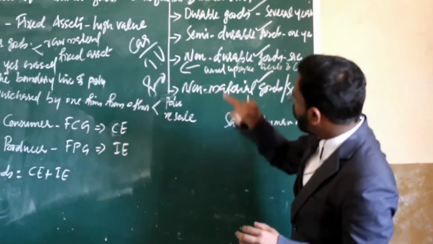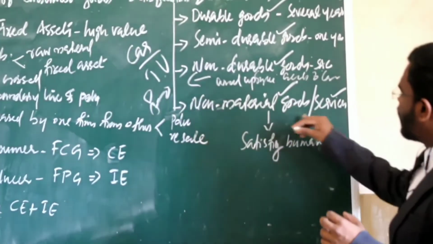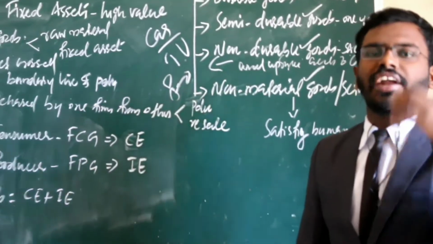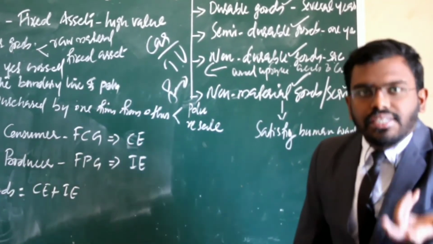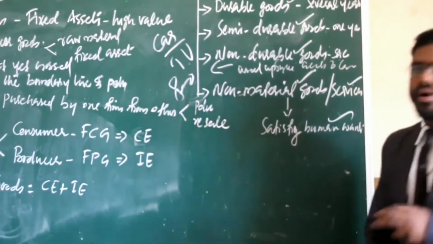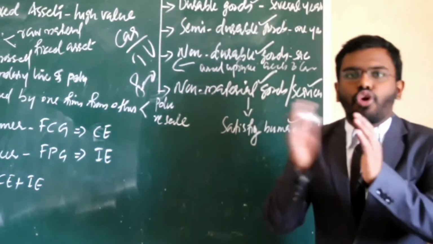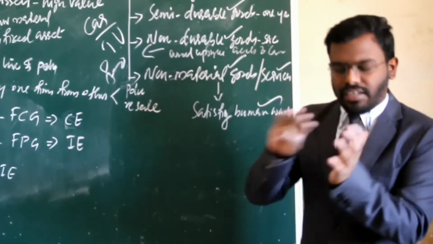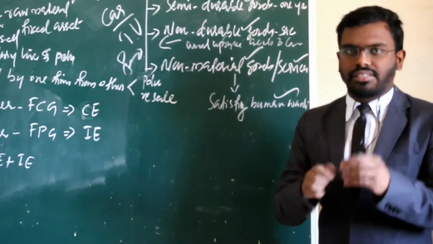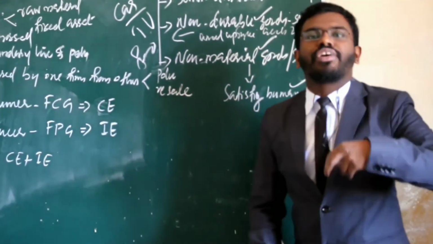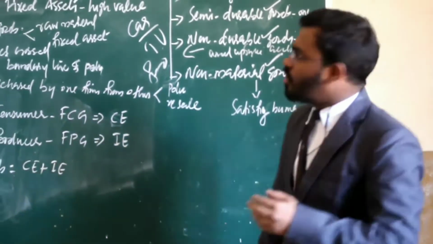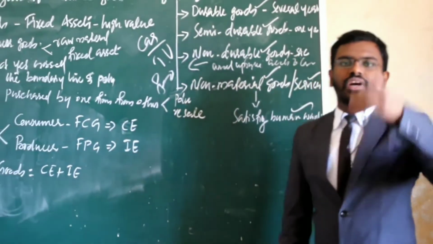And fourth one, non-material goods or services. Non-material goods are goods which satisfy human wants, but they are non-material. We cannot see that type of good. Simply, they are known as services. For example, services of a teacher, services of a doctor, etc. So these are the types of consumer goods.